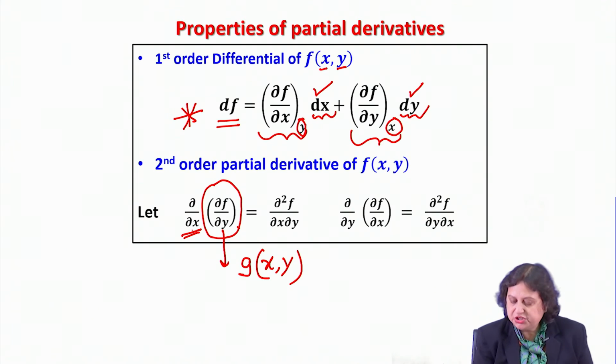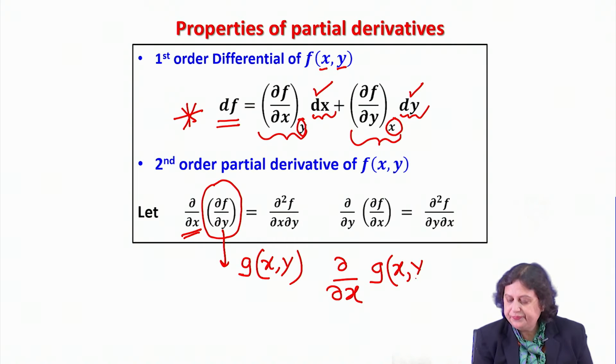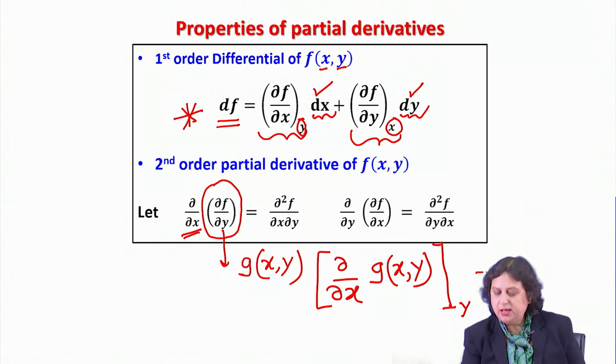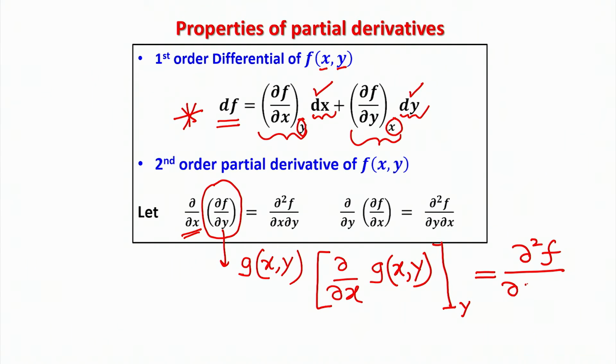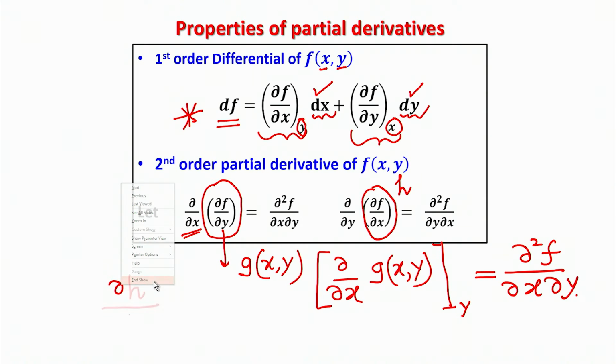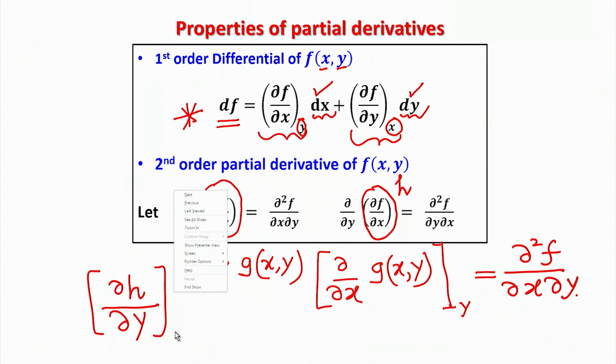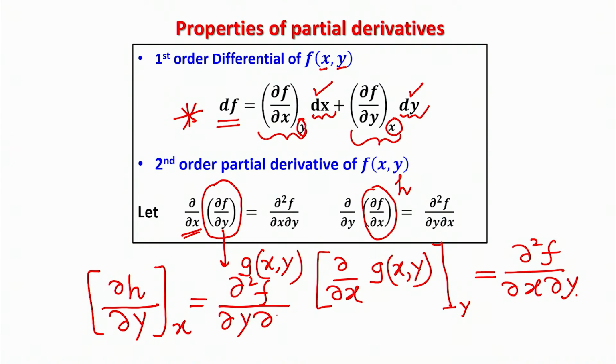Therefore, if I use the full notation, I would say that this is del del x of g of xy, keeping y constant. And this would be equal to del square f del x del y. And this is the second order partial derivative of the function f of xy. Once again, this second order partial derivative could also have been taken by taking this derivative first, which let me call it as h, and then the final answer would be del h del y, keeping x constant, and that would be equal to del square f del y del x.